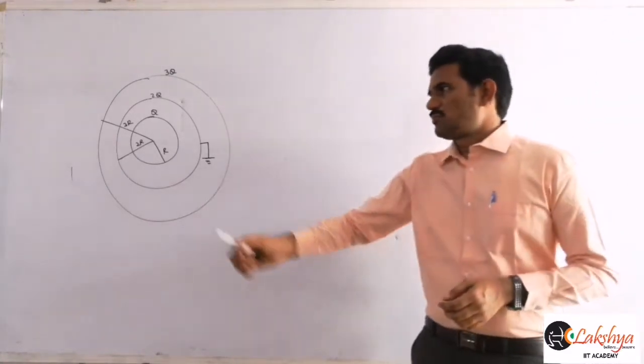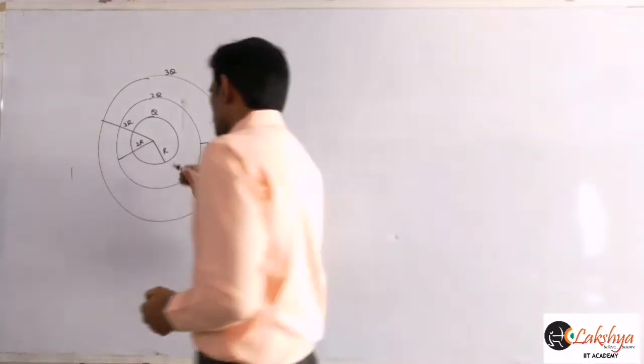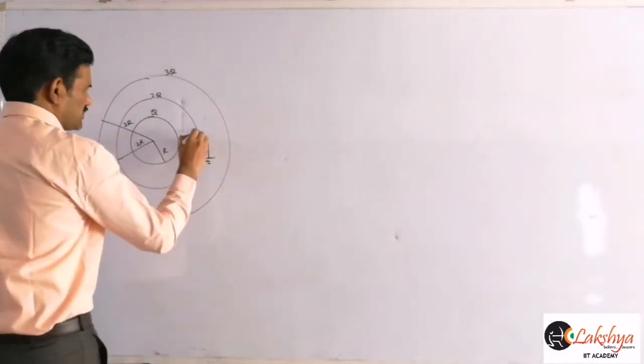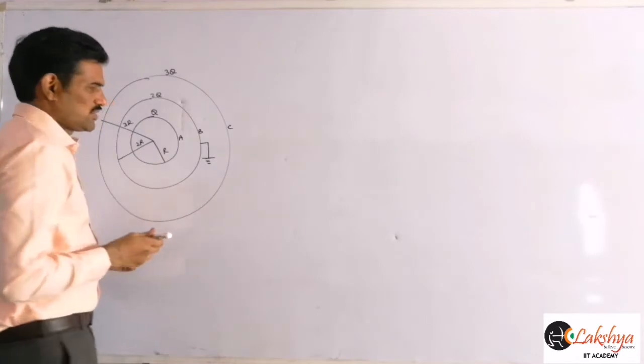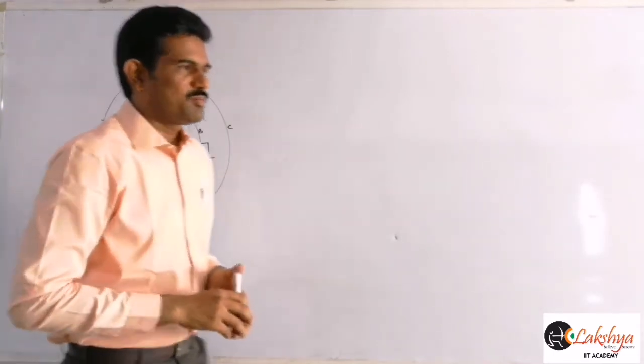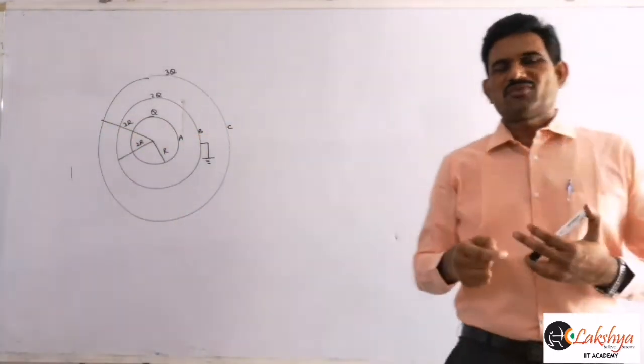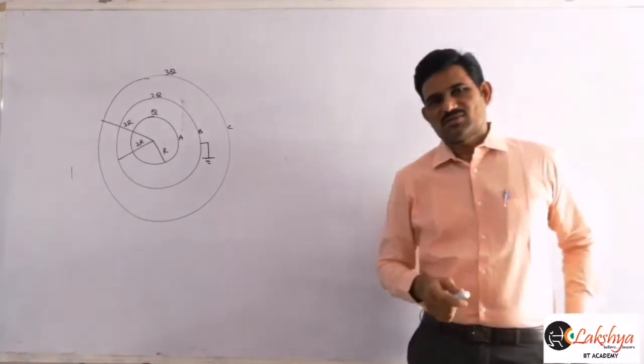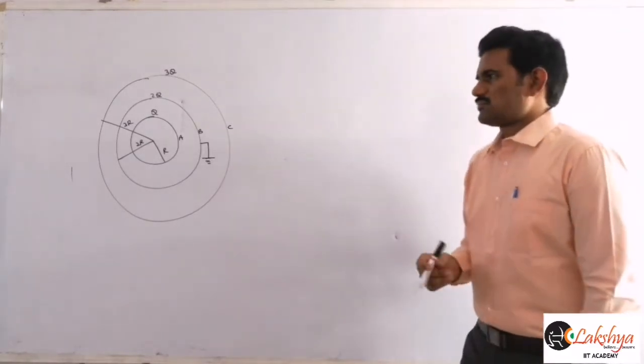Let us take the radius of the inner shell as R, the middle as 2R, and this shell as 3R. Now let us write the charges appearing on these different surfaces once the middle shell B is connected to the ground. Let us name this shell A, this shell B, and this shell C. So when shell B is connected to the ground, we need to identify the charges appearing on the different surfaces, right?